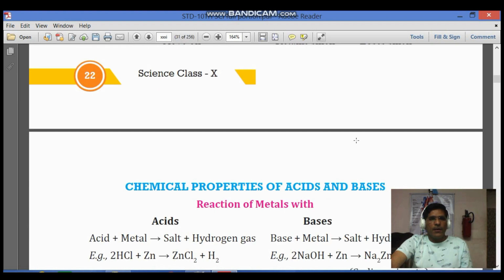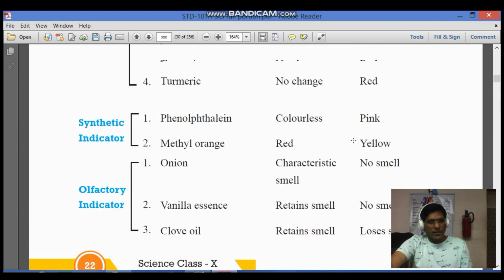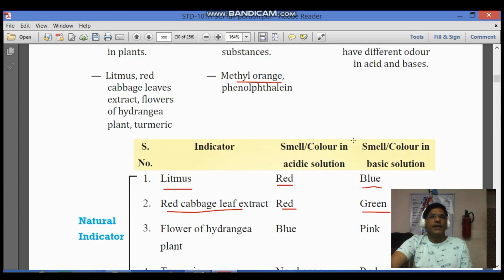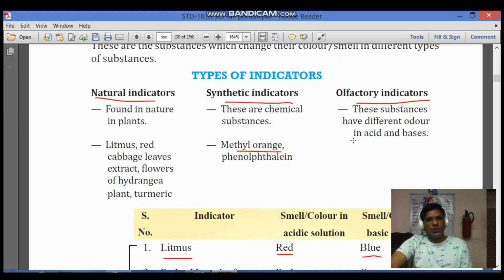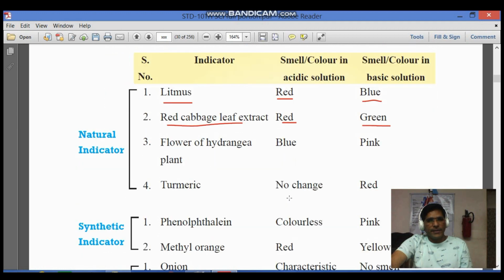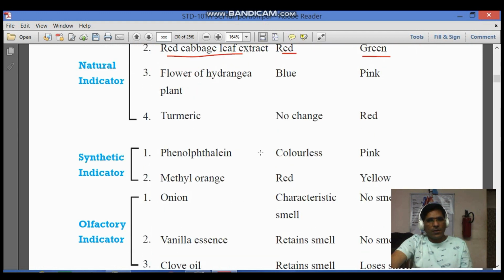So in the first lecture, that is acid, base and salt, there is one more topic, that is indicators. You have to write these indicators compulsorily. You have to write all the indicators, and then write the acidic solution and basic solution colors. It is an important chart, it is not available in our text. So anyhow you have to do this in your rough book.